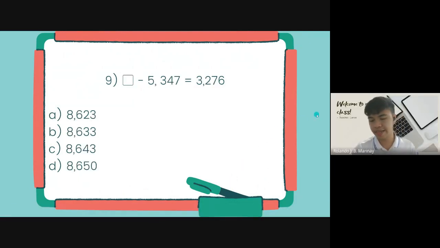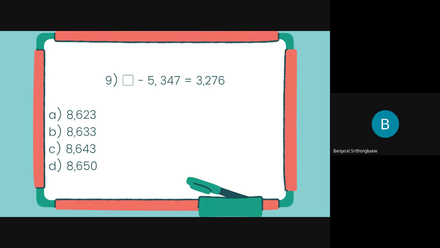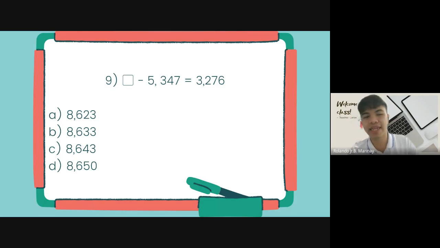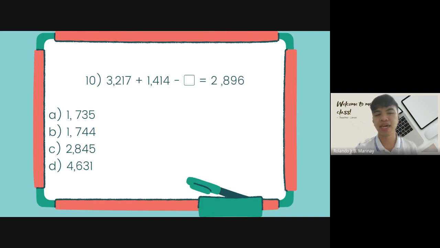Okay, next, number 9. Blank minus 5,347 equals 3,276. Is it A, 8,623, B, 8,633, C, 8,643, or D, 8,650? What is the correct answer? A. A, very good, that's letter A, 8,623.